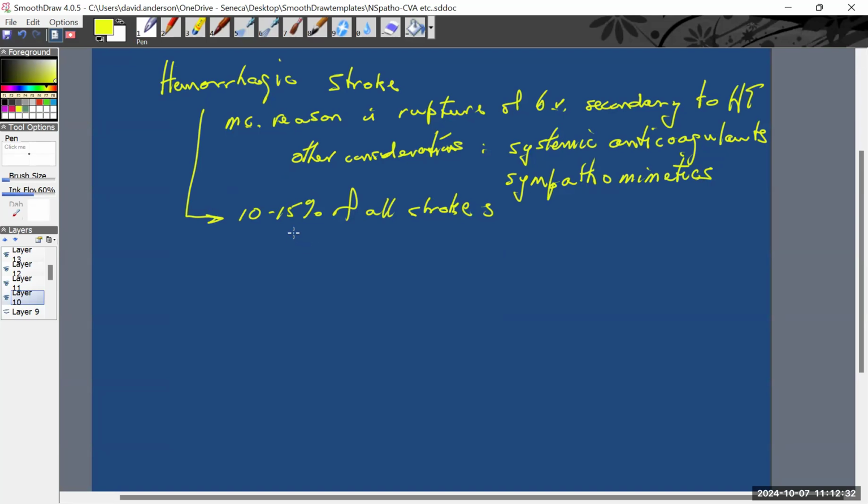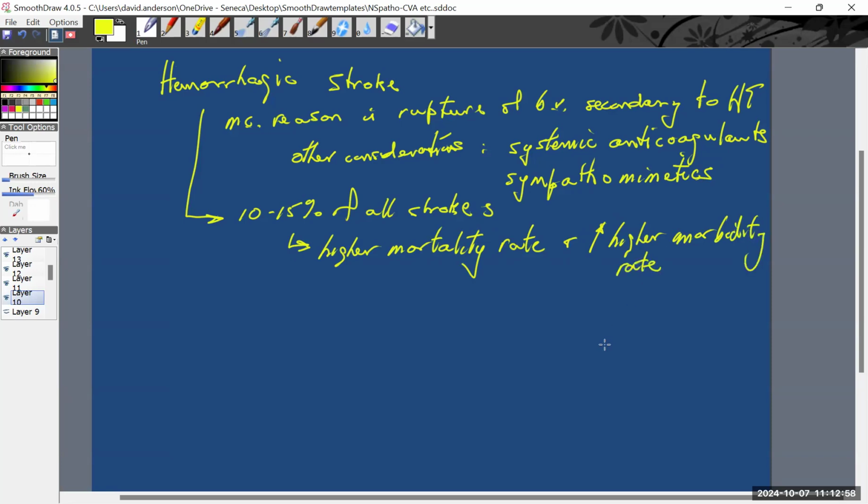The problem with these is that they have a higher mortality rate. And a higher morbidity rate. In other words, if they survive the stroke, they've got more significant long-term sequelae, more symptoms that are irreversible. They may be left with paralysis or left with speech impairments and those sorts of things.